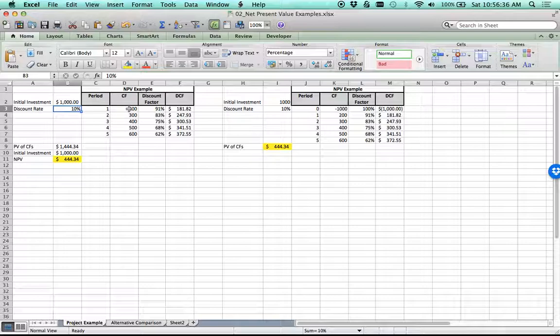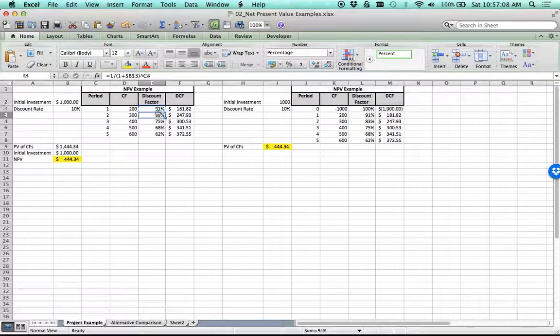And again, in period 1, I'm going to get 200, period 2, 300, period 3, 400, period 4, 500, and period 5, 600. And so I've just calculated the discount factor at 10% for each of these. So the discount factor, remember, is you're going to take your 1 plus your interest rate, raise it to the number of periods you need to go back to get to present value. And you're going to take that whole amount and you're going to go 1 over that amount.